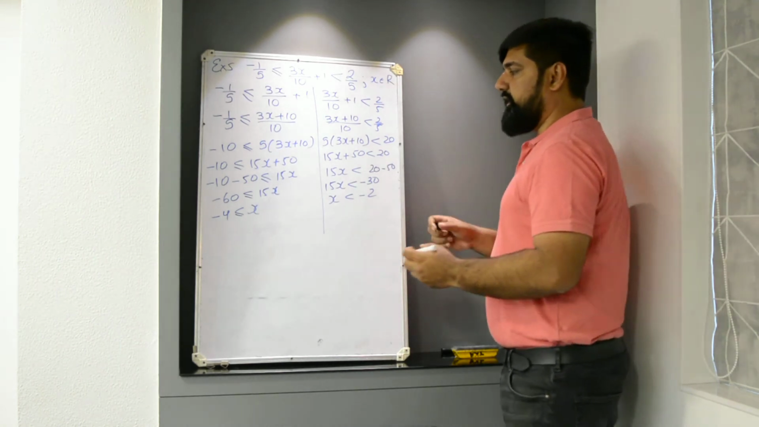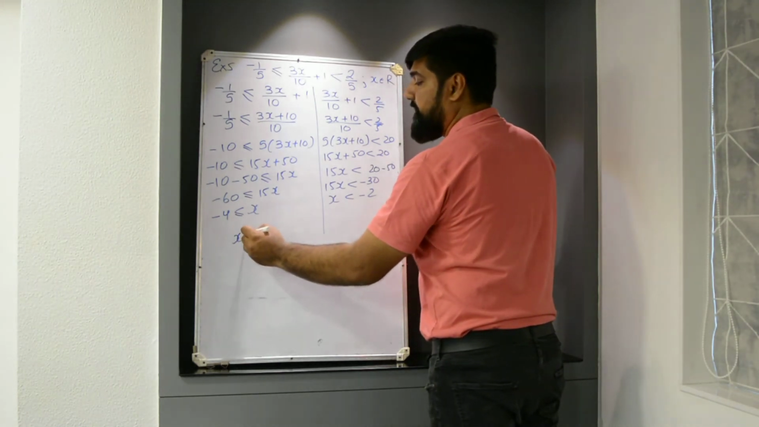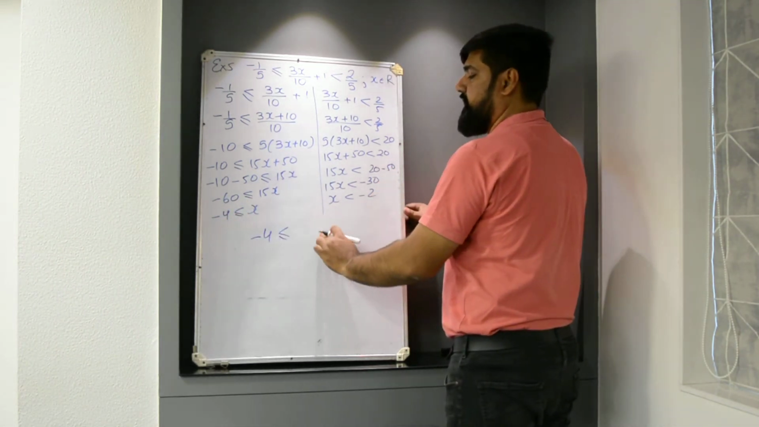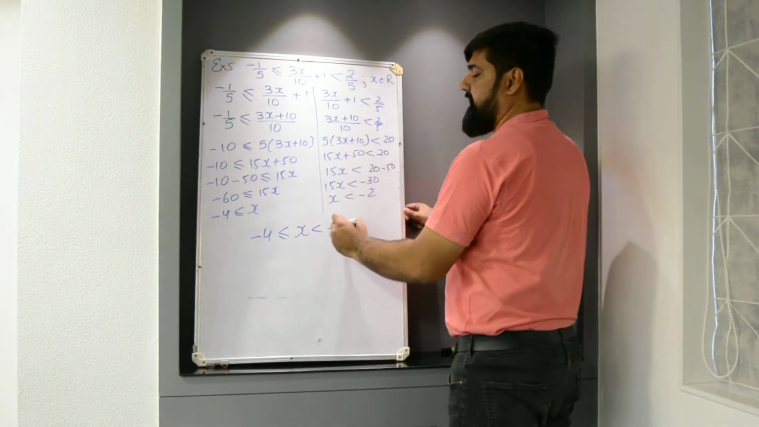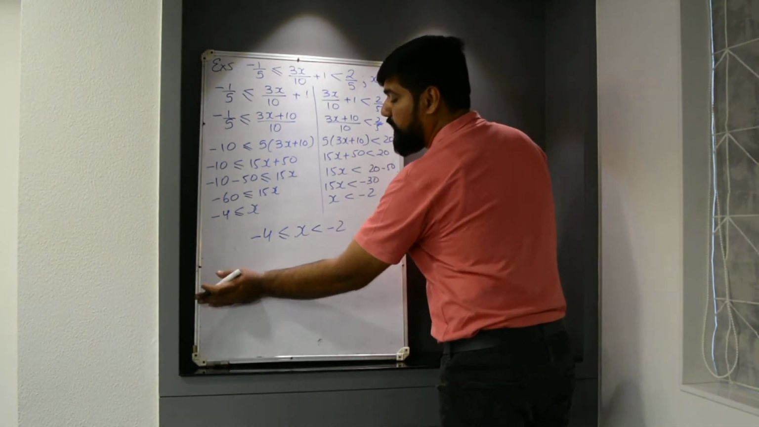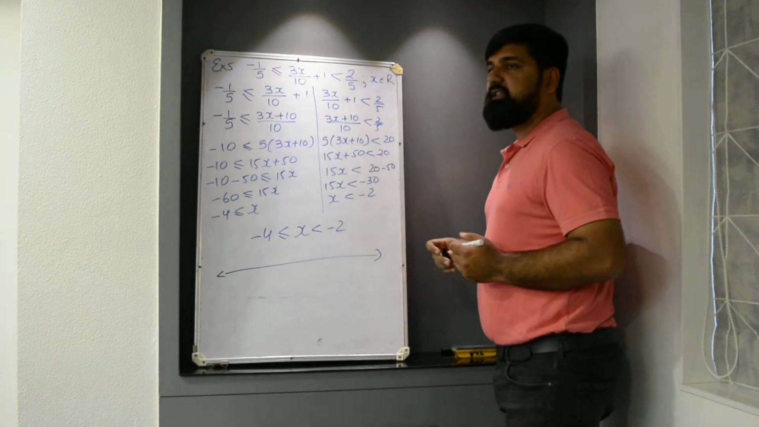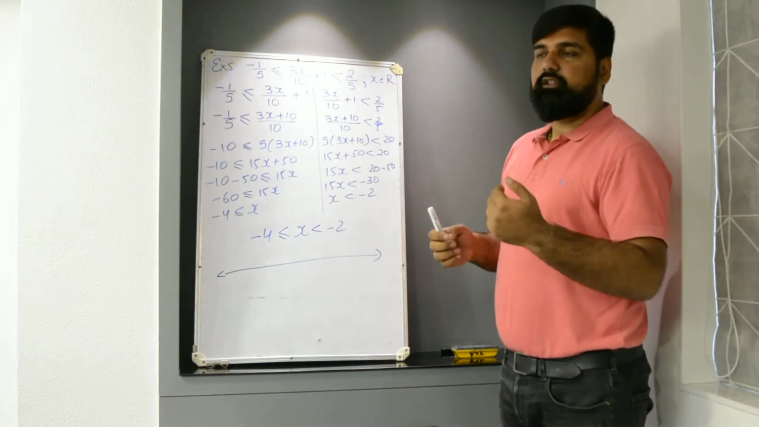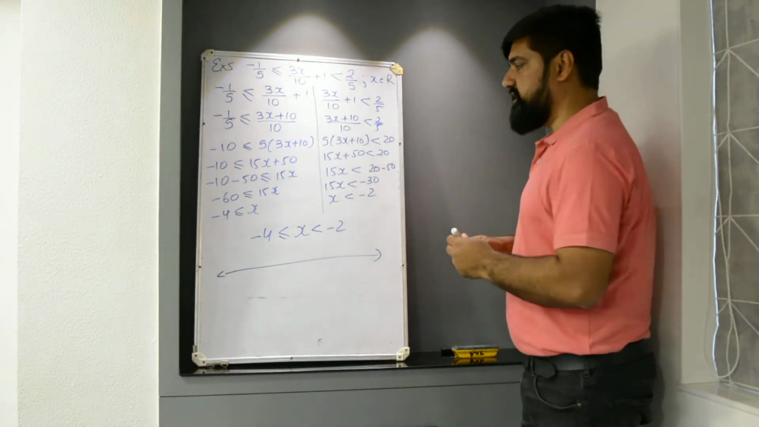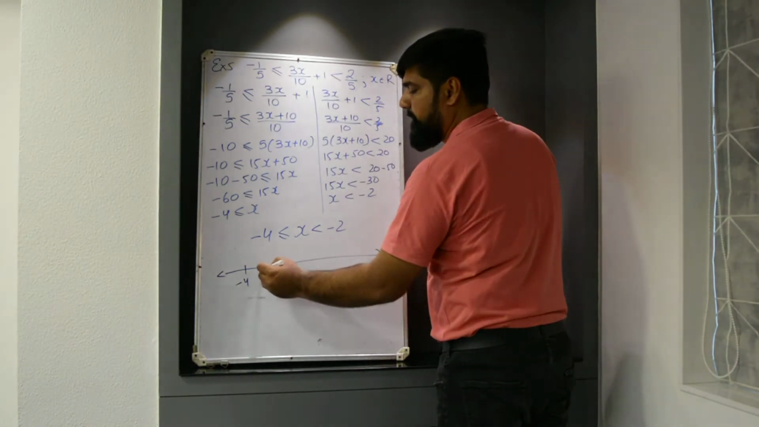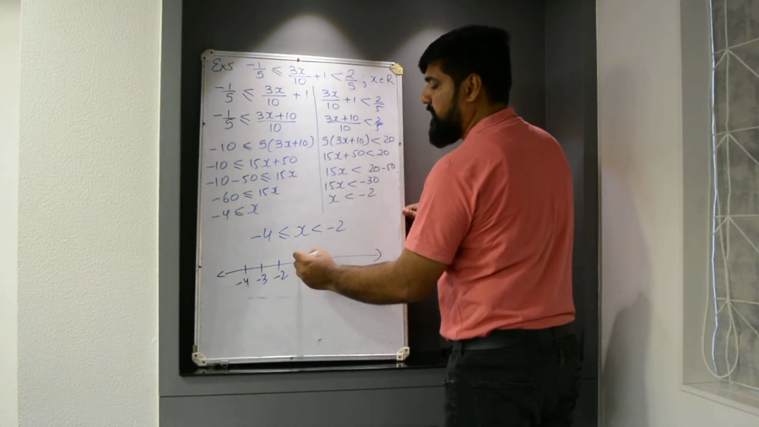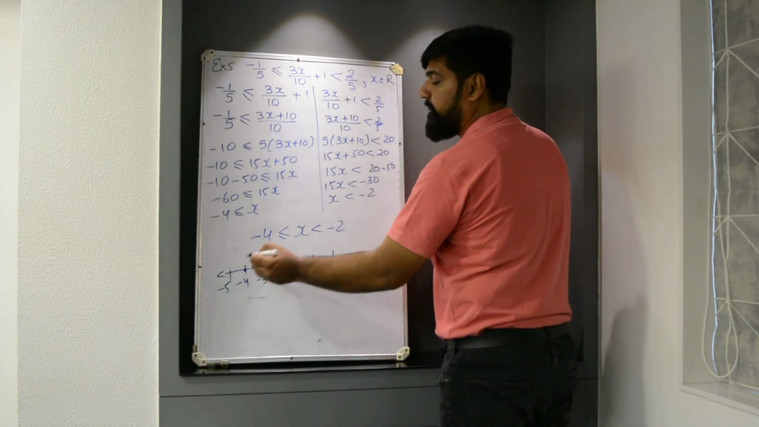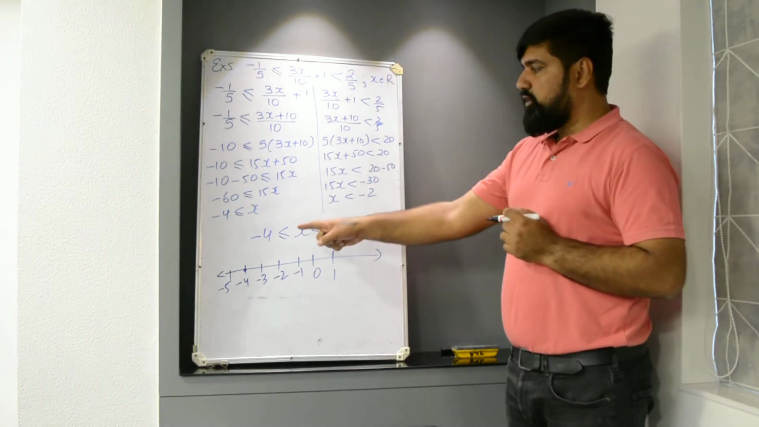So what we got over here is the solution set: minus 4 is less than or equal to x is less than minus 2. When we put it on a number line, since x belongs to R, it will include the rational numbers which are between the digits. So we'll start with -4, -3, -2, -1, 0, 1. You can even take -5. It will start from -4 because it includes -4.